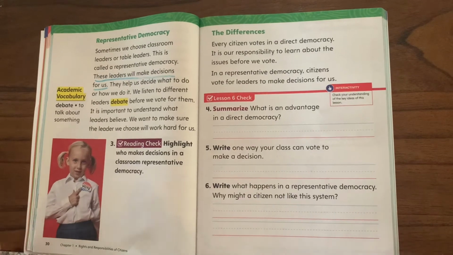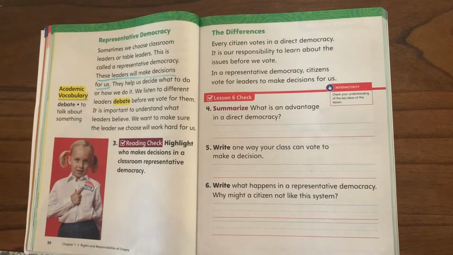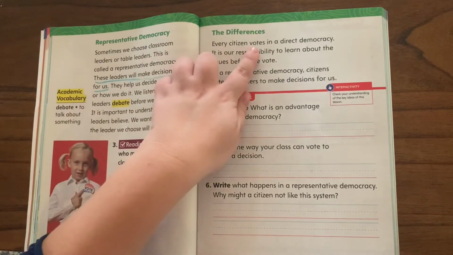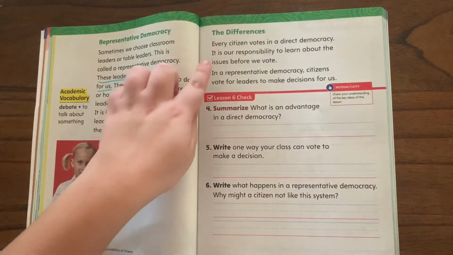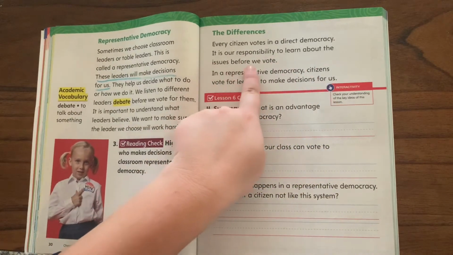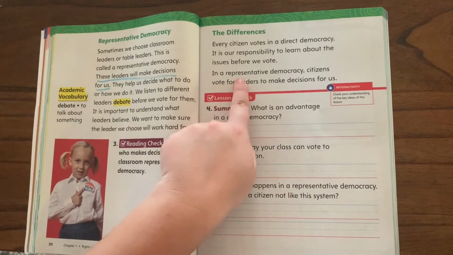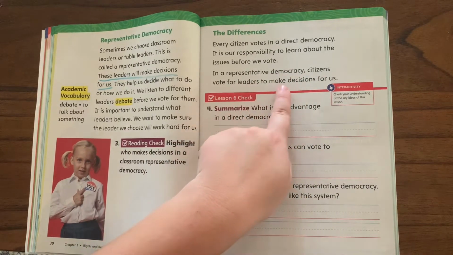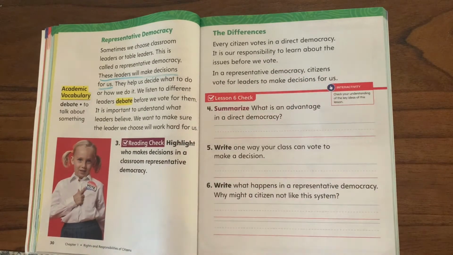And let's move on to our last page. It says the differences. Every citizen votes in a direct democracy. It is our responsibility to learn about the issues before we vote. In a representative democracy, citizens vote for leaders to make decisions for us.